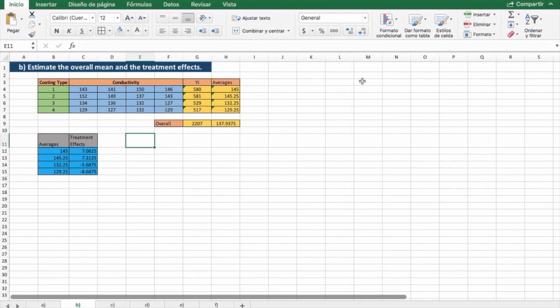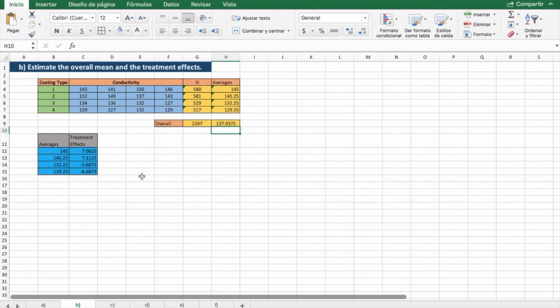The next question is to estimate the overall mean and the treatment effects. This is obtained by taking, first of all, the averages of every row. So you have to take the average of row 1, then row 2, row 3, row 4. And these are the answers. Then you have to obtain the overall average. That is the average of all the averages that we took.